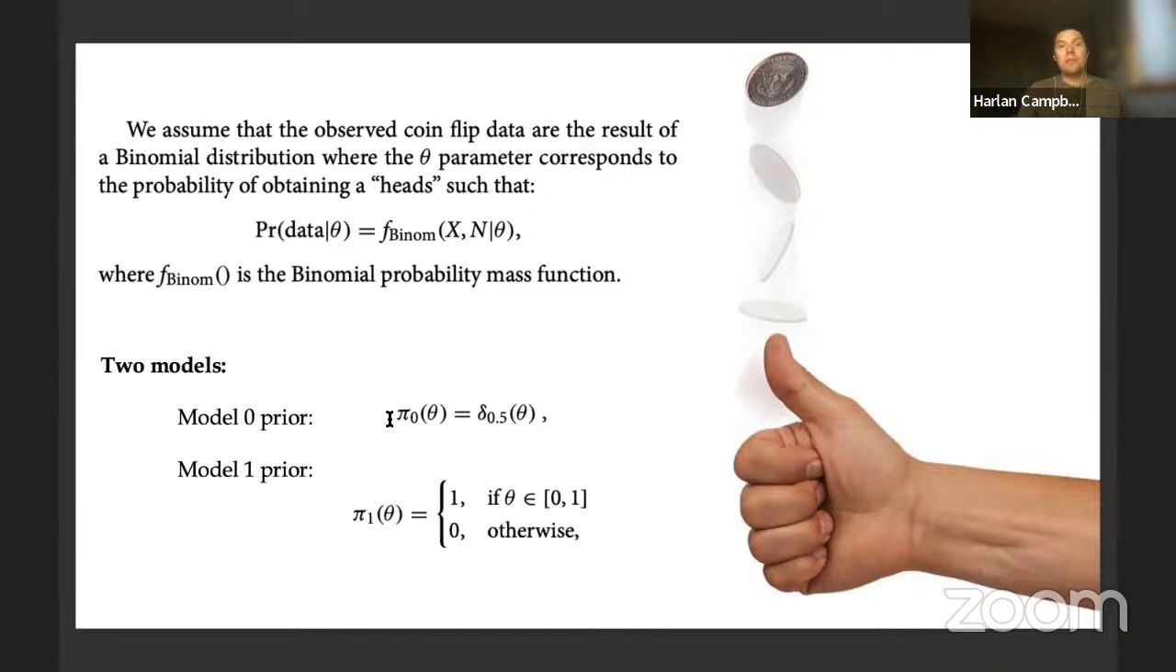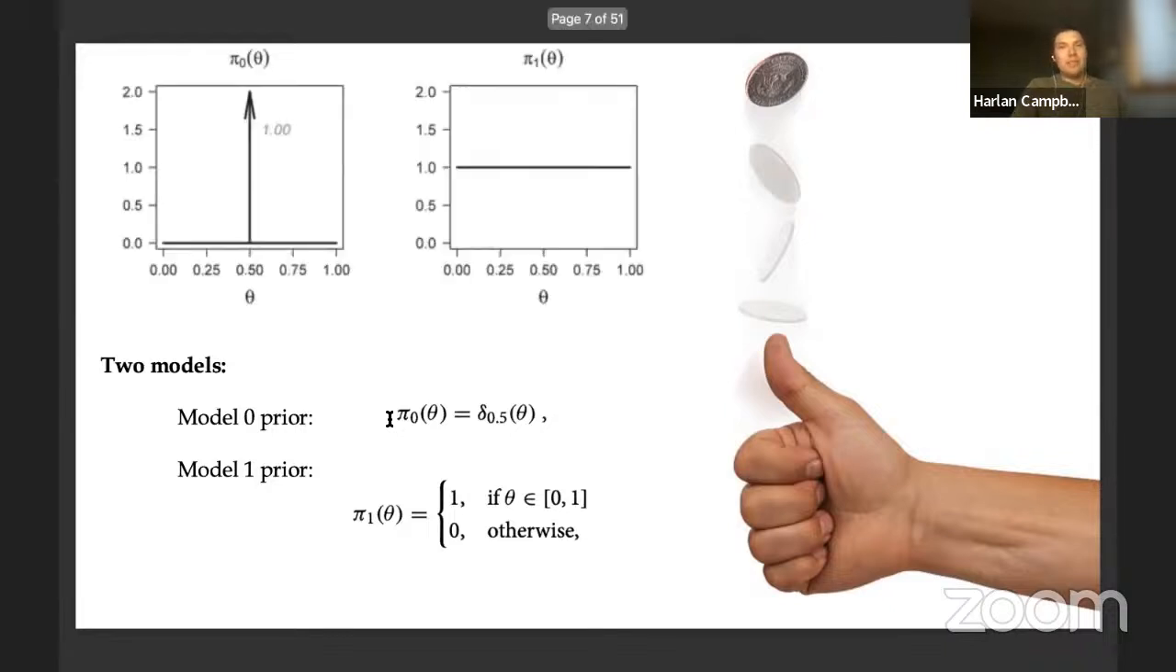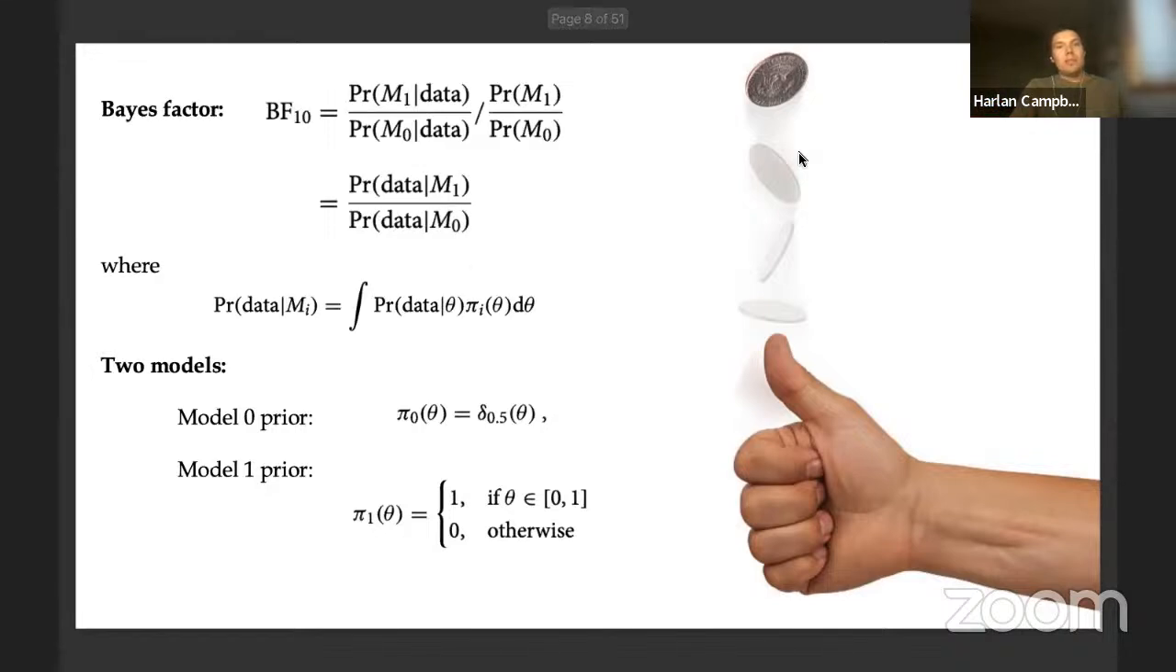These two models, we could write out different priors for this. So this first prior is a point mass at 0.5, at the 50-50 mark, and we have a uniform prior otherwise for model 1. And here's a plot of the two priors: you've got a spike for theta at 0.5 versus a flat line across the range from 0 to 1. And what we typically do is calculate a Bayes factor comparing the two models.